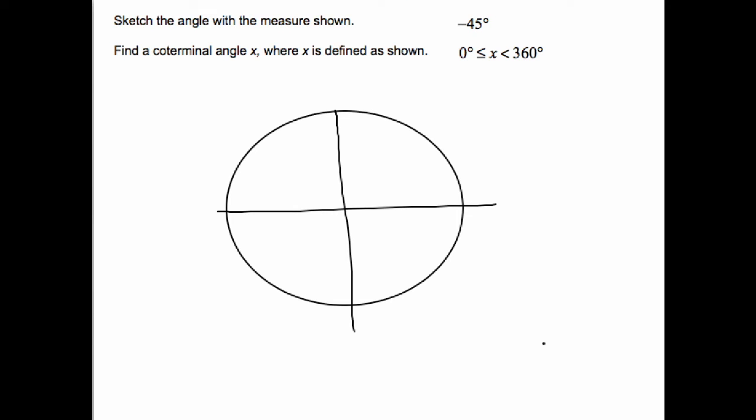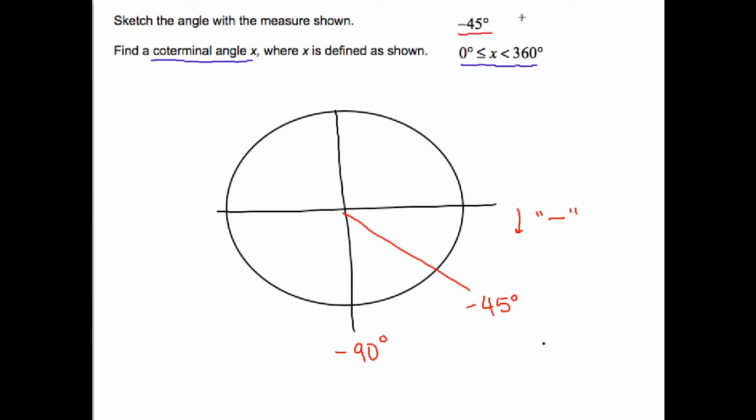We need to sketch the angle with the measure shown, and the angle is negative 45 degrees. Then we need to find a coterminal angle x, where x is defined to be from 0 to 360 degrees, inclusive of 0, but not 360 degrees. So first I'll go ahead and sketch negative 45 degrees. Negative 45 degrees means I'm going to rotate, because of the negative symbol, in the clockwise direction. If I rotate it all the way down to the negative portion of the y-axis, well, that would be negative 90 degrees. So I'm going to bisect that quadrant. Here's the rotation out to negative 45 degrees.